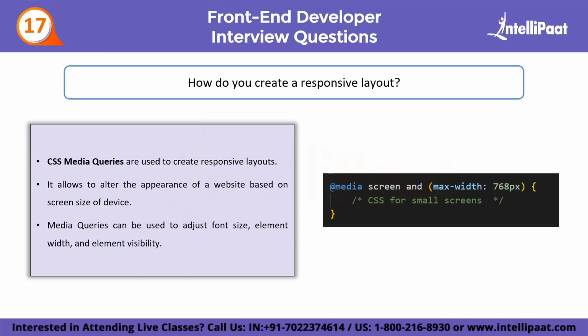For example, if the screen size is smaller than 768 pixels, you could use a media query to modify the layout of a website from 3 columns to 1 column. Like this media query on the right will apply the CSS inside the curly braces only when the screen size is less than 768 pixels. You can use media queries to adjust any aspect of your website's layout, such as font size, element width, and element visibility.